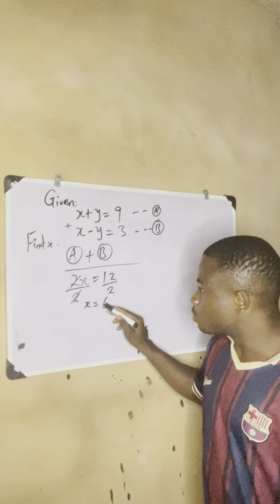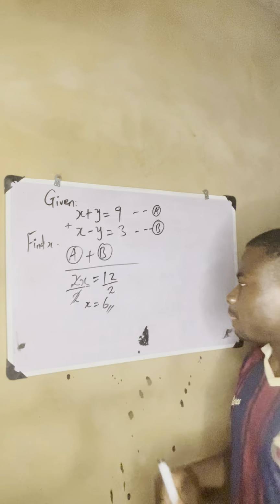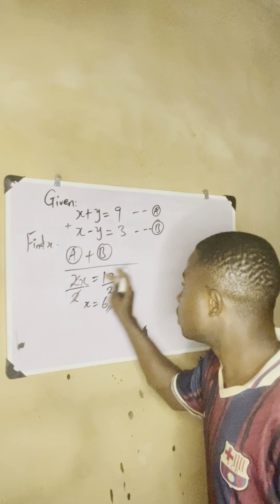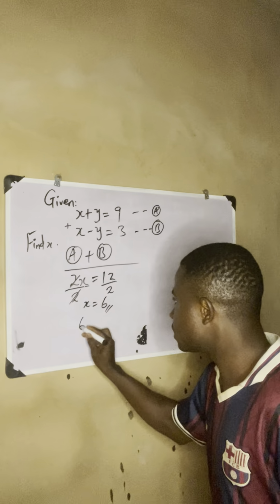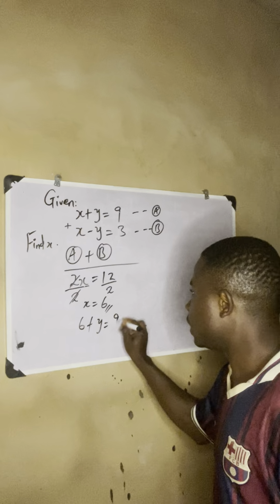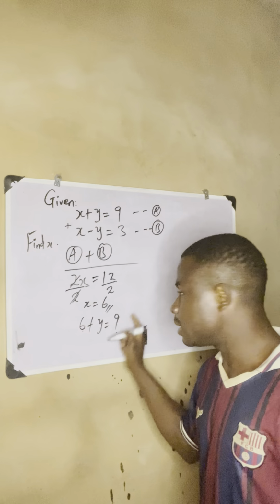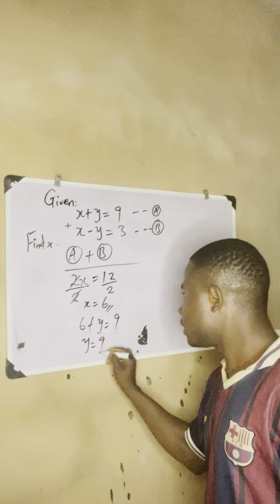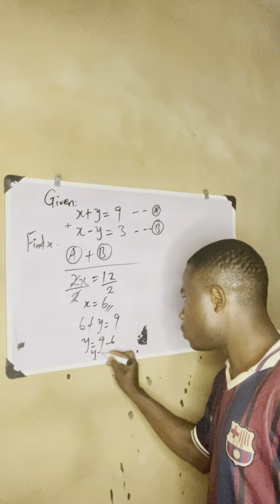In that case, you substitute x into any of these equations to get y. So when you substitute into the first equation, instead of writing x plus y, you now write 6, because 6 is x. So 6 plus y is equal to 9. You collect like terms. That is, you take the 6 to the right hand side and change the sign. So y is equal to 9, instead of plus 6 here, it will now be minus 6. So y is equal to 3.